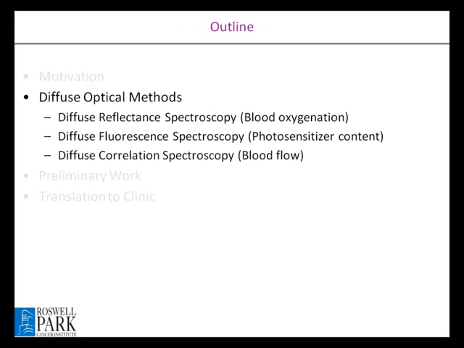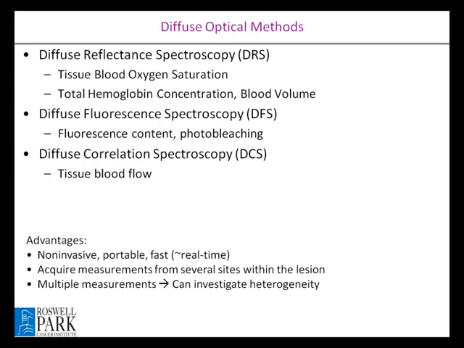So I will briefly introduce the diffuse optical methods. I know that you already have the background, so I will pass quickly, but of course you may interrupt any time. The first is diffuse reflectance spectroscopy, where we measure the oxygenation status of the tissue, then fluorescence spectroscopy, where we measure the fluorescence content, which is related to photosensitizer content. And also diffuse correlation spectroscopy, where we quantify the blood flow.